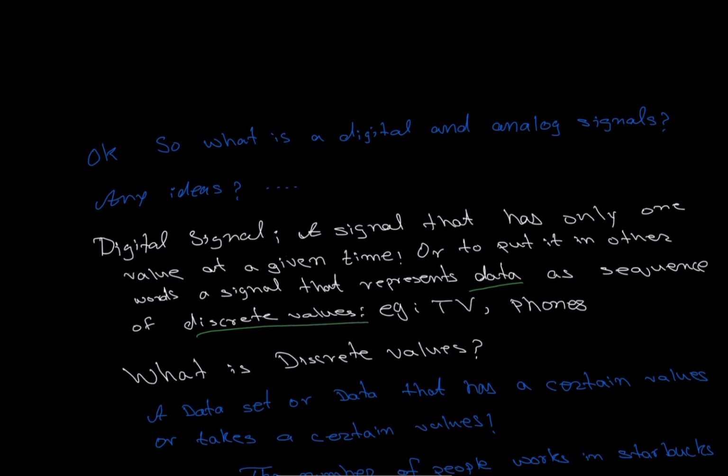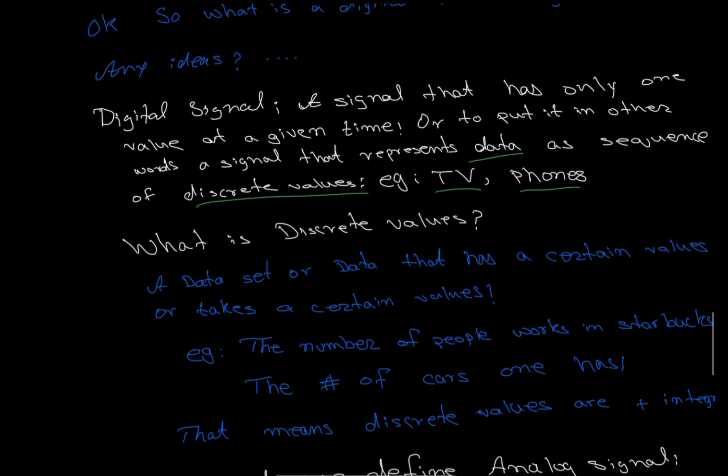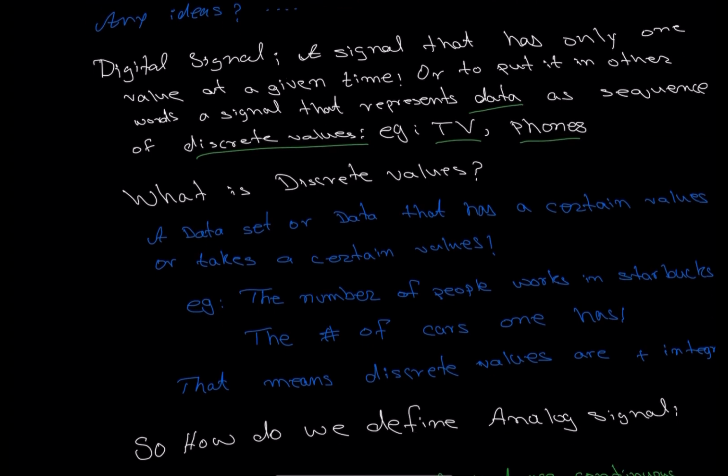So a signal that represents data as a sequence of discrete values. We said the example is TV and phone. Now what is a discrete value? A discrete value is data that takes certain values. For example, the number of people that work in my company, the number of people that work in Starbucks, the number of cars that someone has, that's a discrete number. So that being said, the digital signal is a signal that has only one value at a given time, or it represents the data as a sequence of discrete values.